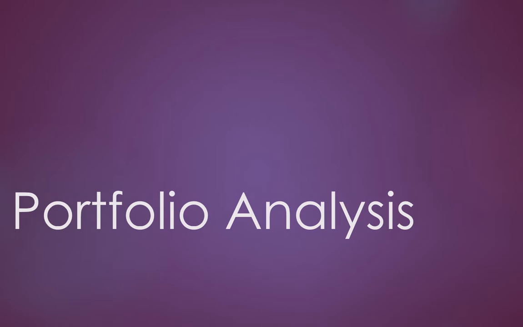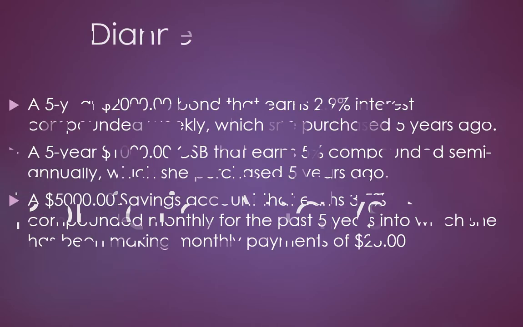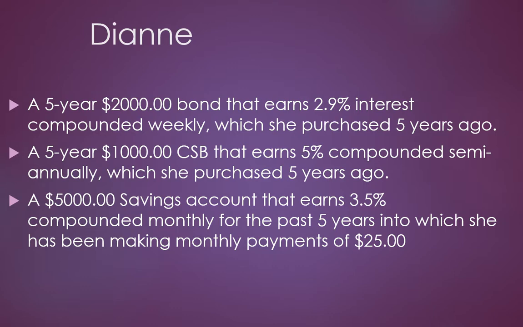We're going to have a look at Diane's portfolio. It has three parts. She's got a $2,000 5-year investment, a 5-year $1,000 investment, and she's got a $5,000 savings account that she's making monthly payments in. If you have three separate pieces like this, you're going to need to do three separate pieces in your question. So you're going to have to break this down and look at each of the investments separately before you can put them all together to analyze it.